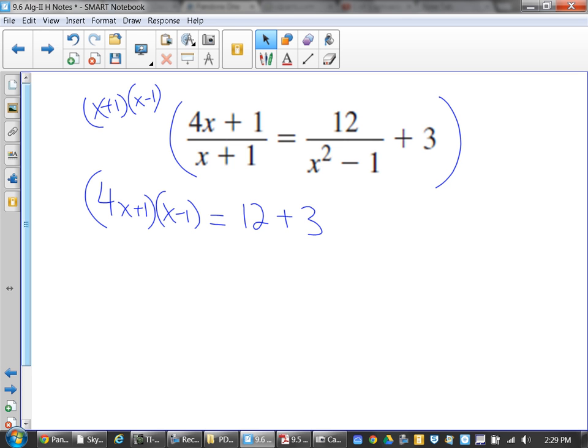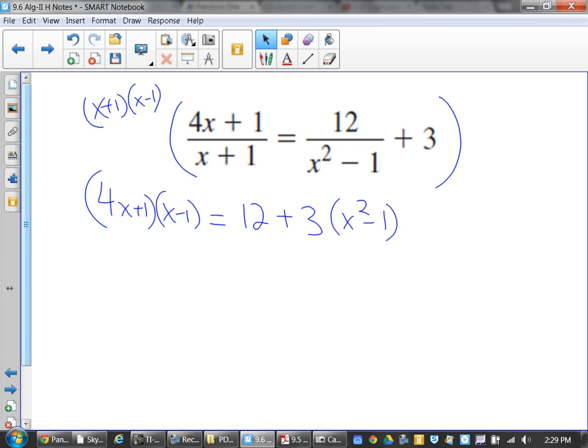But the last one needs them both. But instead of writing x plus 1, x minus 1, I'm going to go back and write x squared minus 1. The reason I'm doing that is because I'm going to have to distribute it out anyway. Might as well save a step. Because we know x plus 1 times x minus 1 is x squared minus 1.